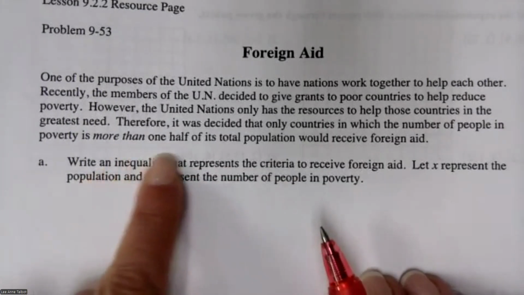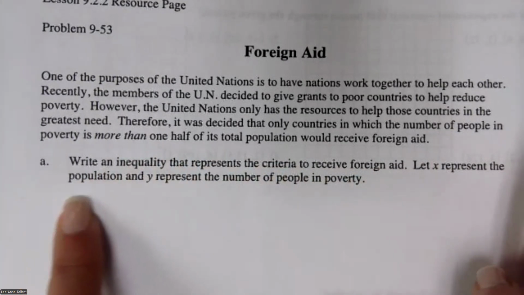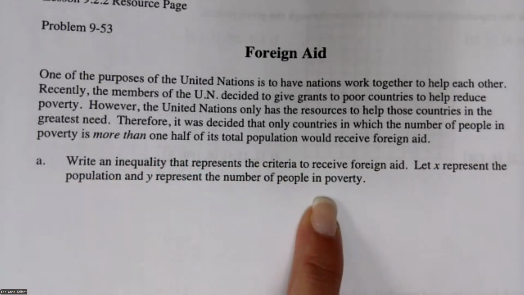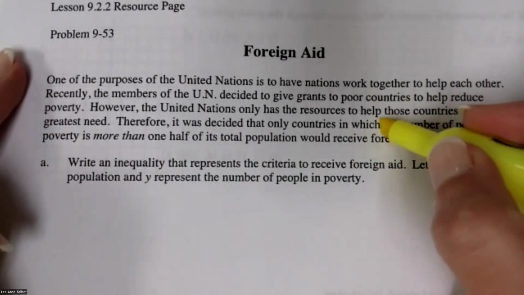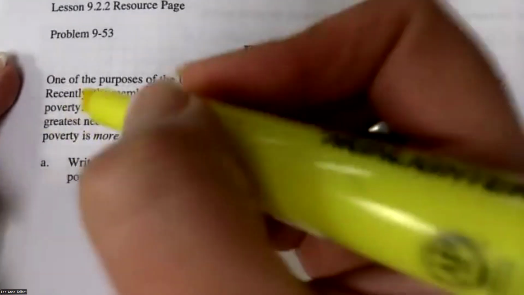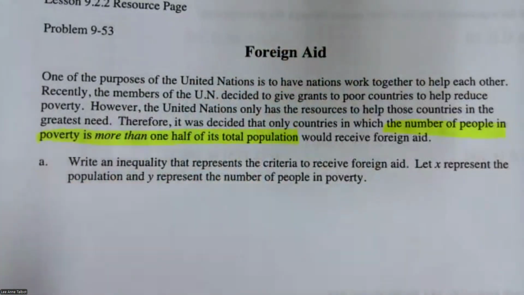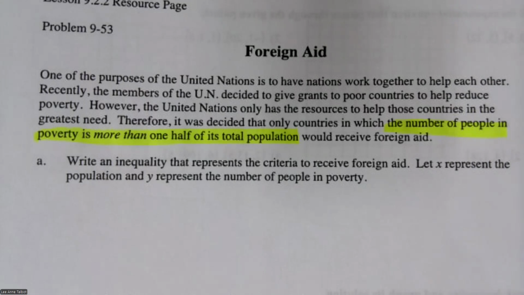Okay, write an inequality that represents the criteria to receive foreign aid. Let X represent the population and Y represent the number of people in poverty. Okay, what I'm going to do, I'm going to ask you guys to underline or highlight or whatever you have those words right there. Okay, so those are the words that are going to tell us how to write the inequality.